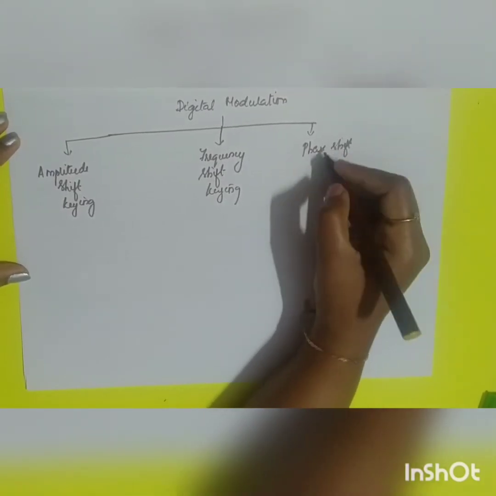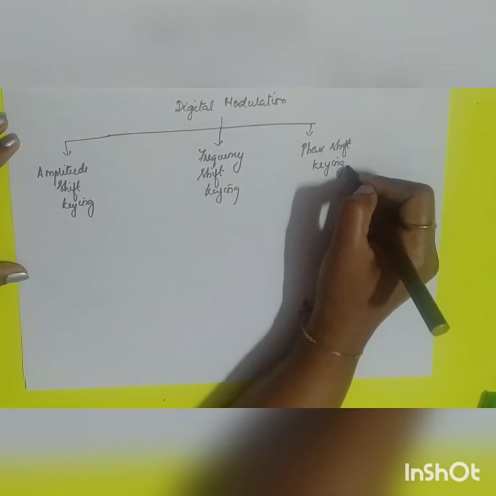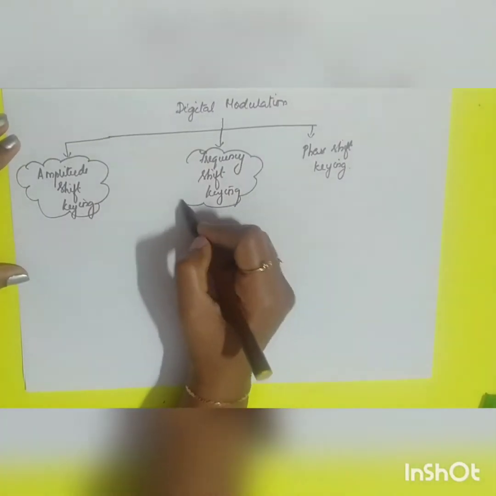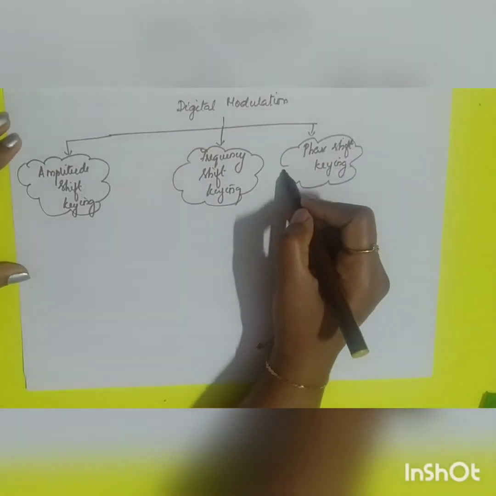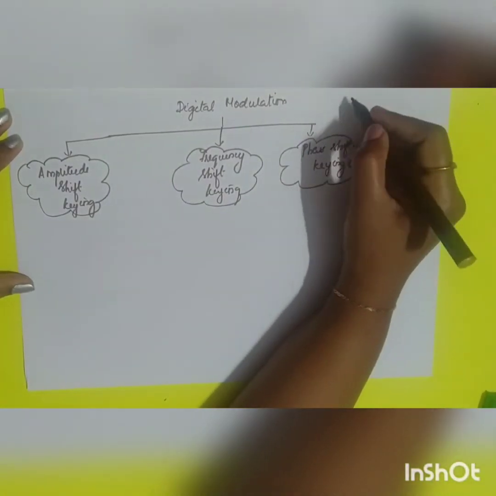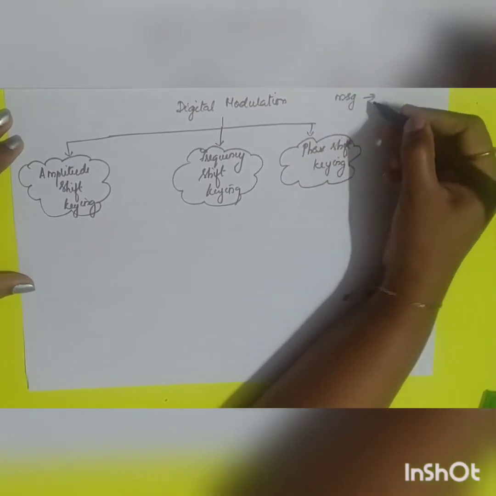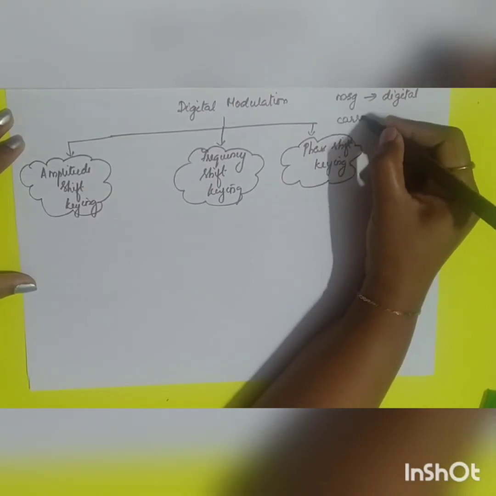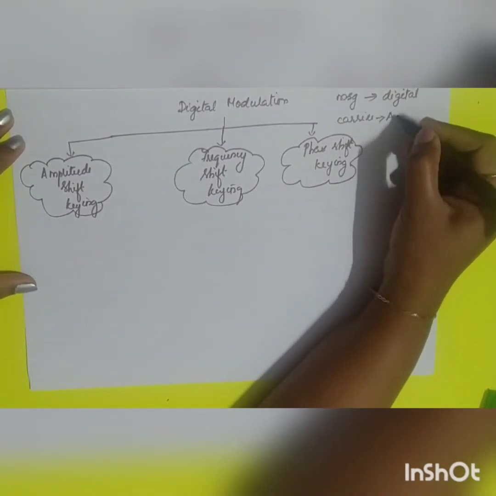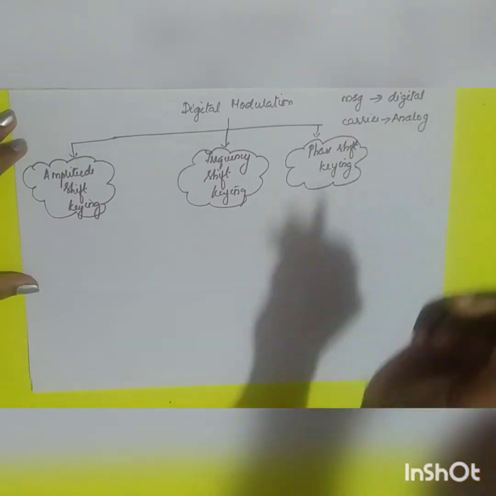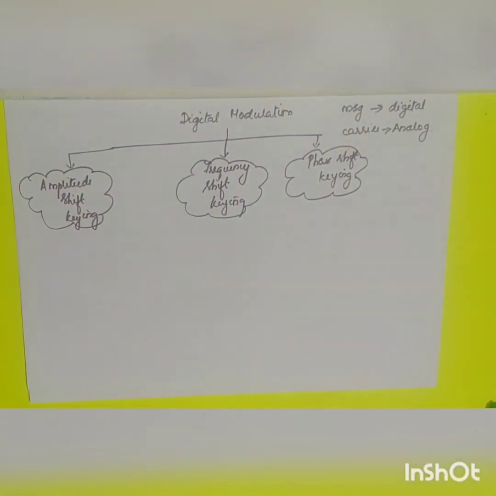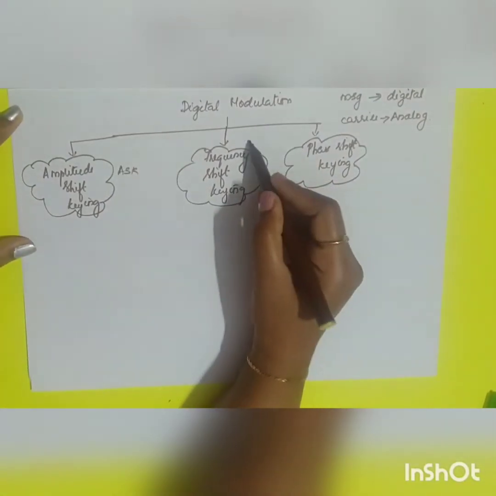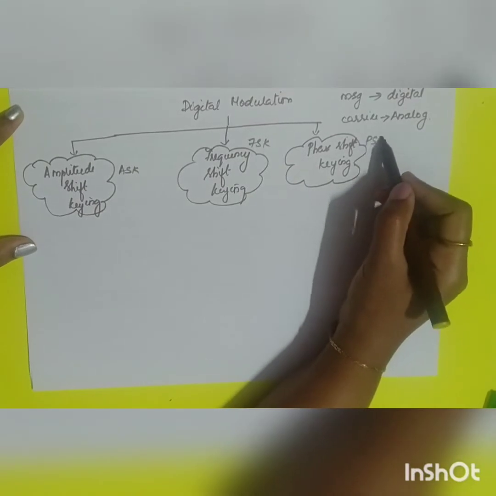It is called a shift keying technique because of on and off. In digital modulation, your message signal is always digital. Either it will be on or it will be off. So the message signal is digital in nature, and your carrier signal is analog. This is the specialty of the digital modulation technique. These are ASK, FSK and PSK.